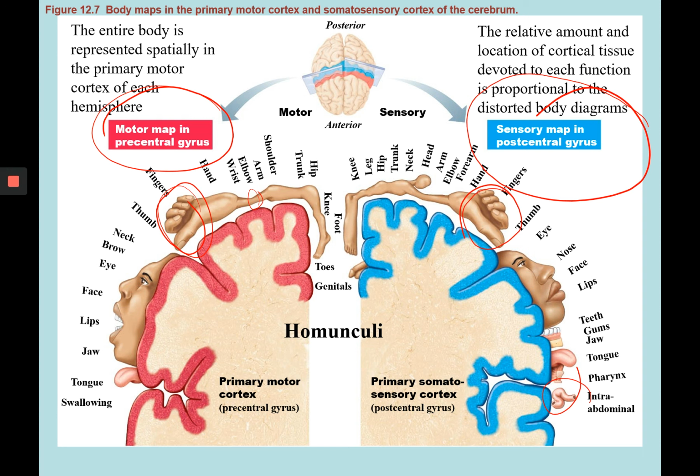So you can also see up here in the middle where we're getting this information from, or which two gyri we're actually looking at. So for red, or motor, we're looking at the precentral gyrus, also known as the primary motor cortex, and for the one on the right, the blue, we're looking at the postcentral gyrus, also known as the primary somatosensory cortex.